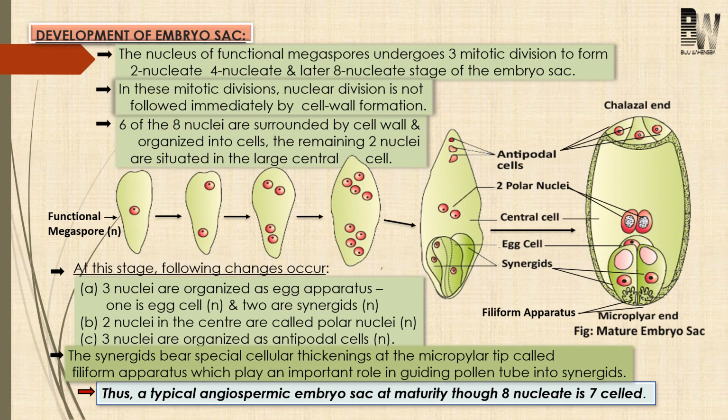So this is about the development of the mature embryo sac, and in this embryo sac, what is present? Female gamete egg is present. So this is how embryo sac or female gametophyte develops.